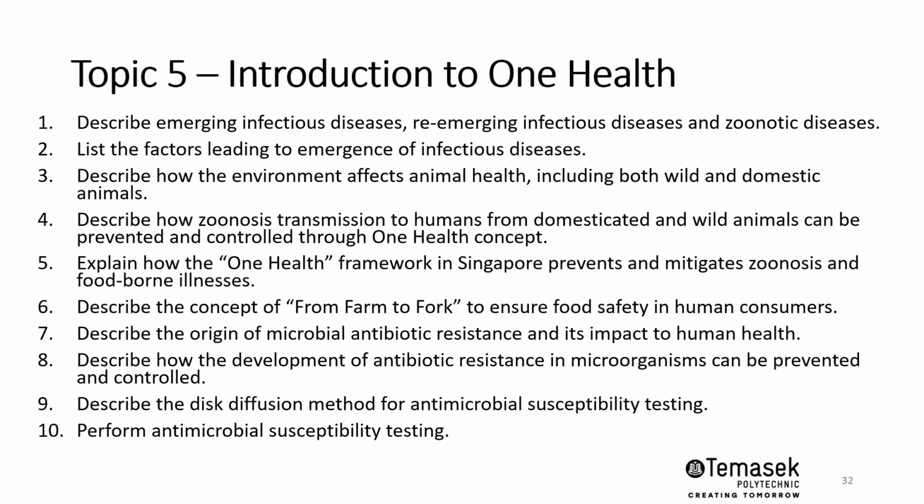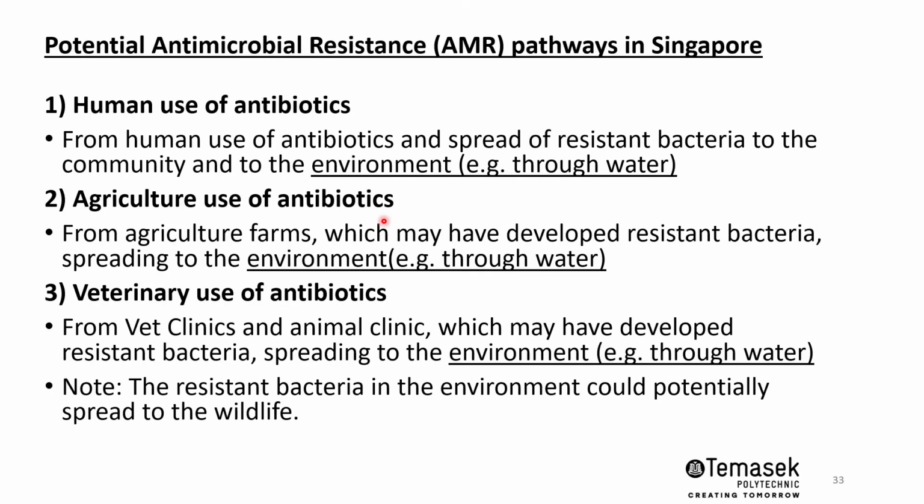So I want to talk about some of the potential antimicrobial resistant pathways that could happen in Singapore. With human use of antibiotics, the spread of antibiotic resistant or antimicrobial resistant bacteria to the community and to the environment is very possible, and this could be done through water bodies. Agricultural use of antibiotics, right, from agricultural farms.